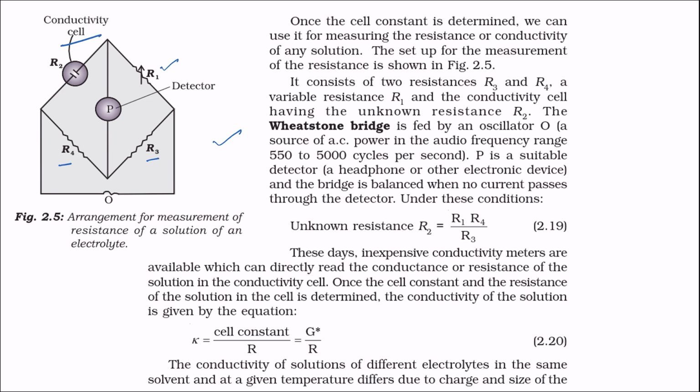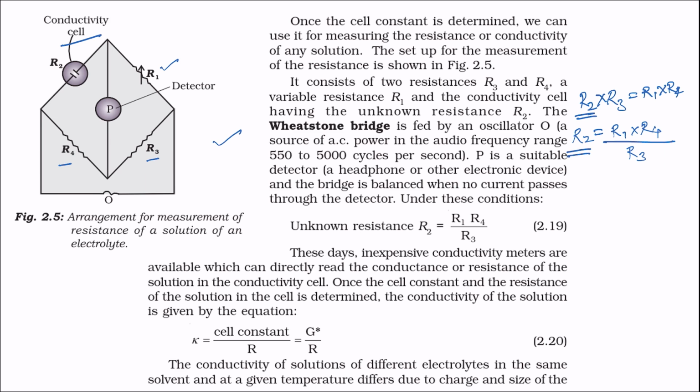Now, when the Wheatstone bridge is balanced, no current flows through the detector, and at that instant R2 into R3 is equal to R1 into R4. R2 is the resistance of the solution present in the conductivity cell. So R2 is equal to R1 into R4 divided by R3.